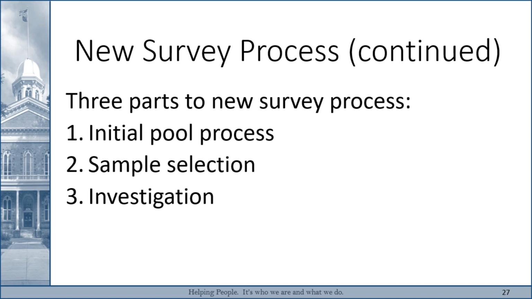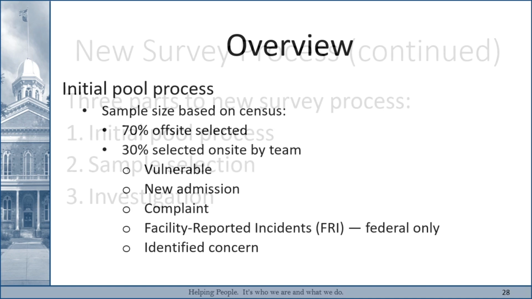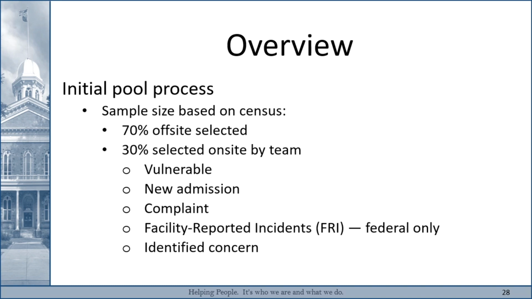The new survey process is computer-based with 3 parts: the initial pool process, sample selection, and the investigative process. I want to give a really high-level overview of the entire survey process before going into more detail. There are 3 main parts to the new long-term care survey process: the initial pool process, sample selection, and investigation.